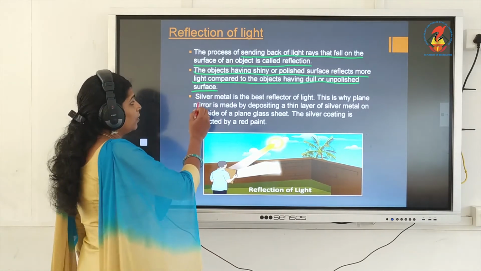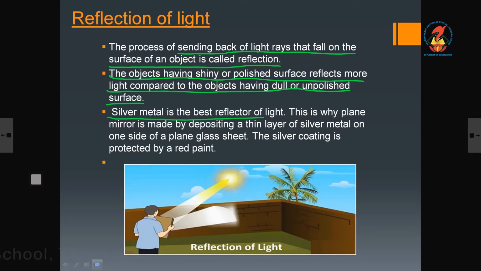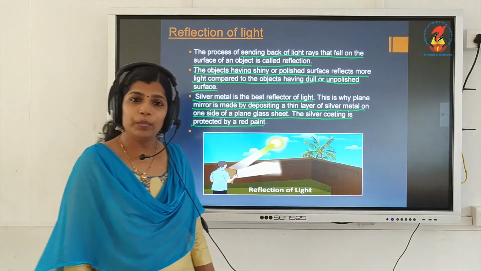Here, silver metal is the best reflector of light. That's why mirrors are made by depositing a thin layer of silver on one side of the plane mirror, and the silver coating is protected by a red paint or a blue paint.